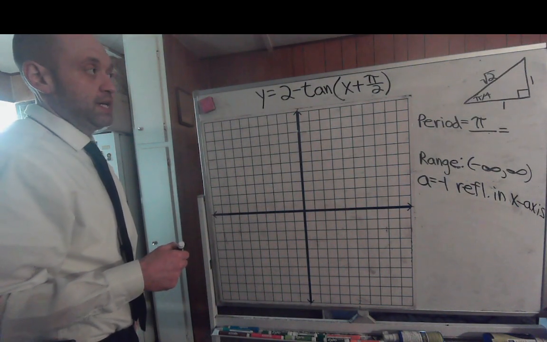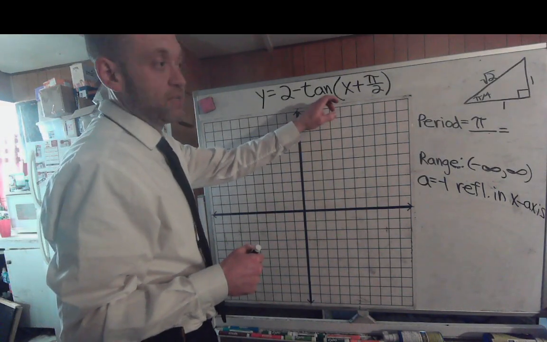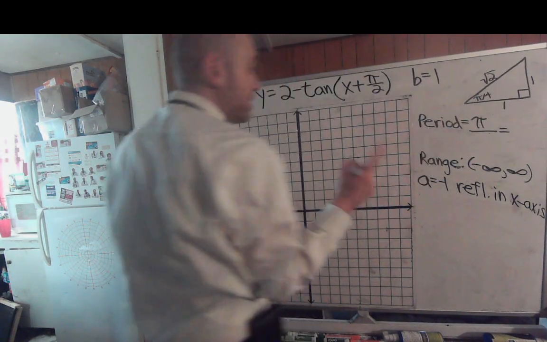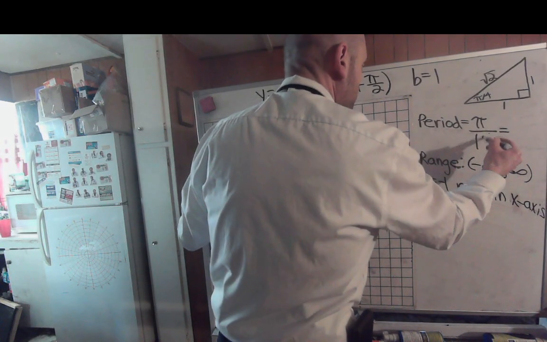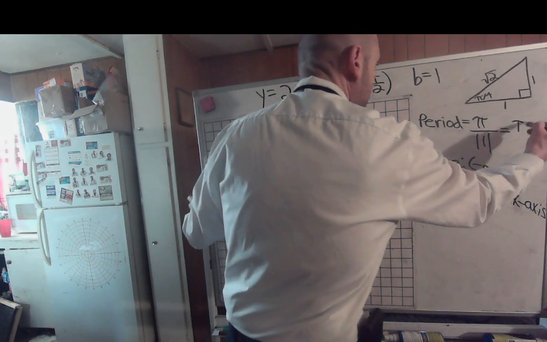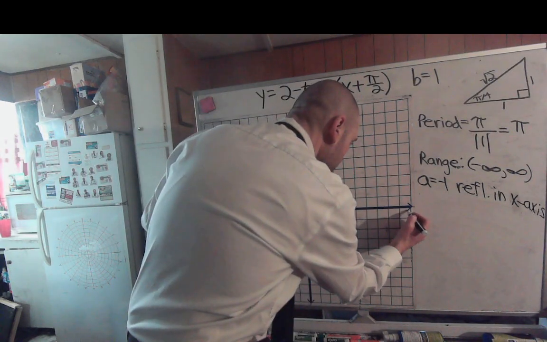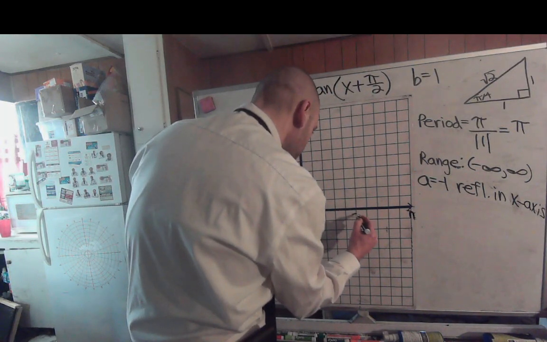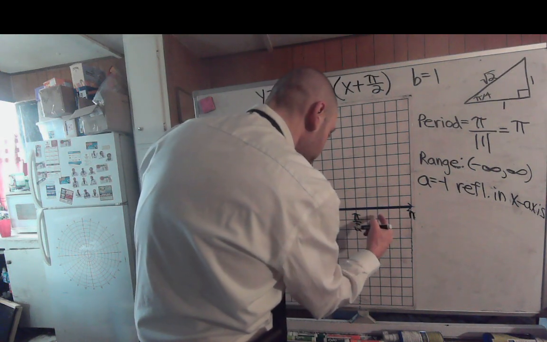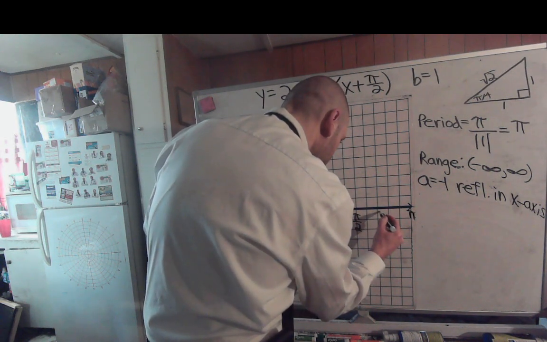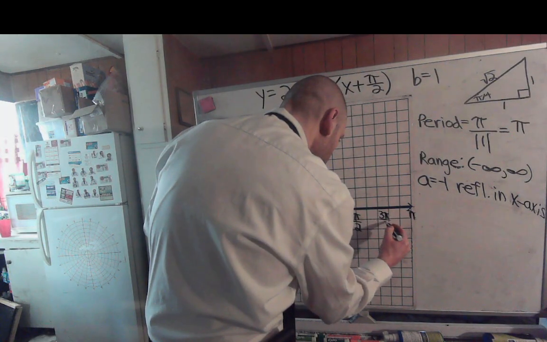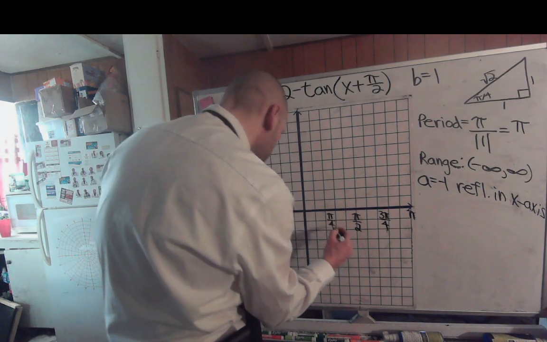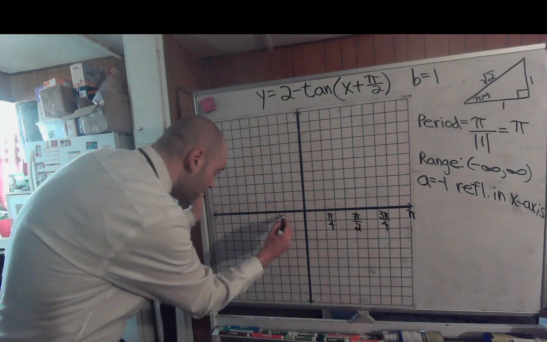Now let's look at b. What's the coefficient outside the parentheses? It's just 1, right? B equals 1. So our period's going to be pi over that absolute value of 1. We have a period of pi. So a pretty normal period this time. We just have pi. Here's pi over 2. Here is going to be 3 pi over 4. Here is going to be pi over 4. Alright, here's negative pi over 4.